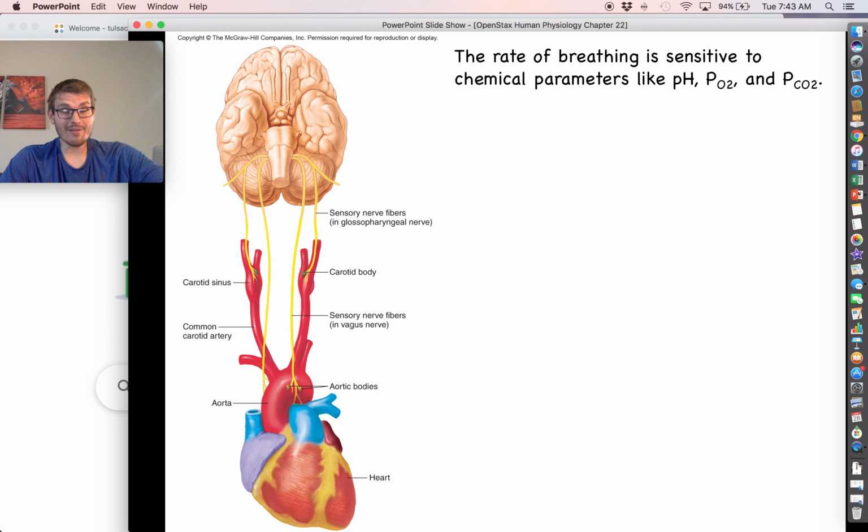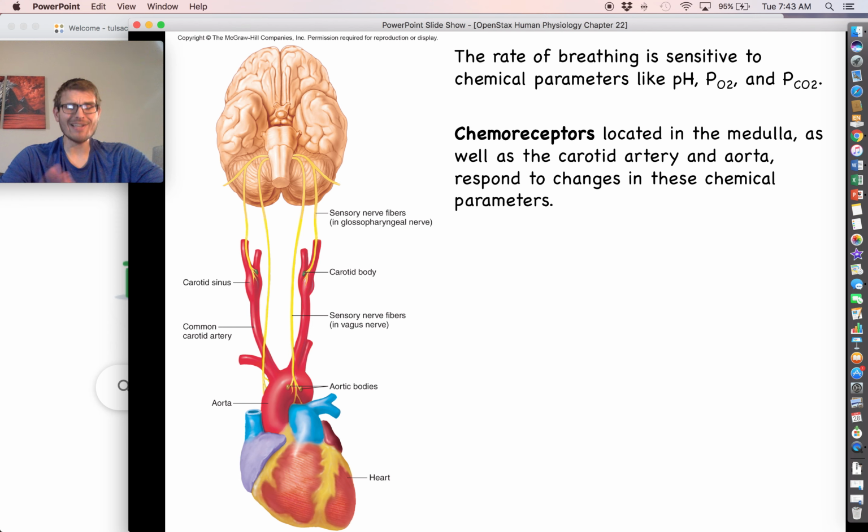The rate of breathing that your medulla and pons are going to respond to are 3 things. The pH of your blood, so how acidic is it, how basic is it. The PO2, so the oxygen saturation in the blood, and the PCO2, the carbon dioxide saturation in the blood. So 3 different things that our respiratory system needs to be able to make changes in order to keep those 3 things within the normal range.